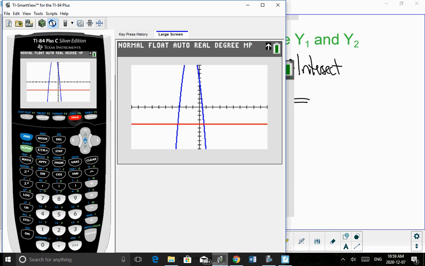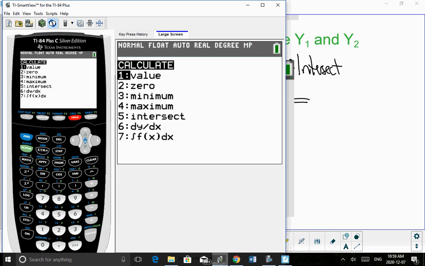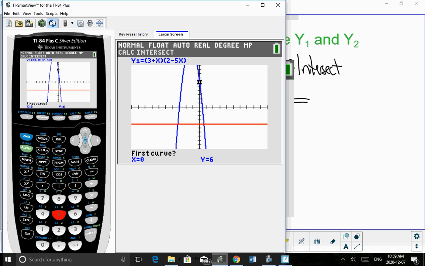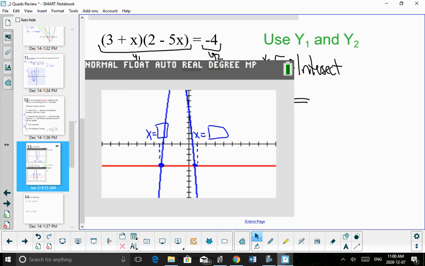Now, intersect is a super nice feature. We did use it a fair bit in this course. So it's found under the same menu, but this time you pick number 5. And all I'm going to do is move the cursor using the arrows, fairly close to the point I'm looking for. So right about there. Once you've got it fairly close, you now hit enter 3 times. 1, 2, 3. And again, all we care about is the x value. So it's x equals 0.6.